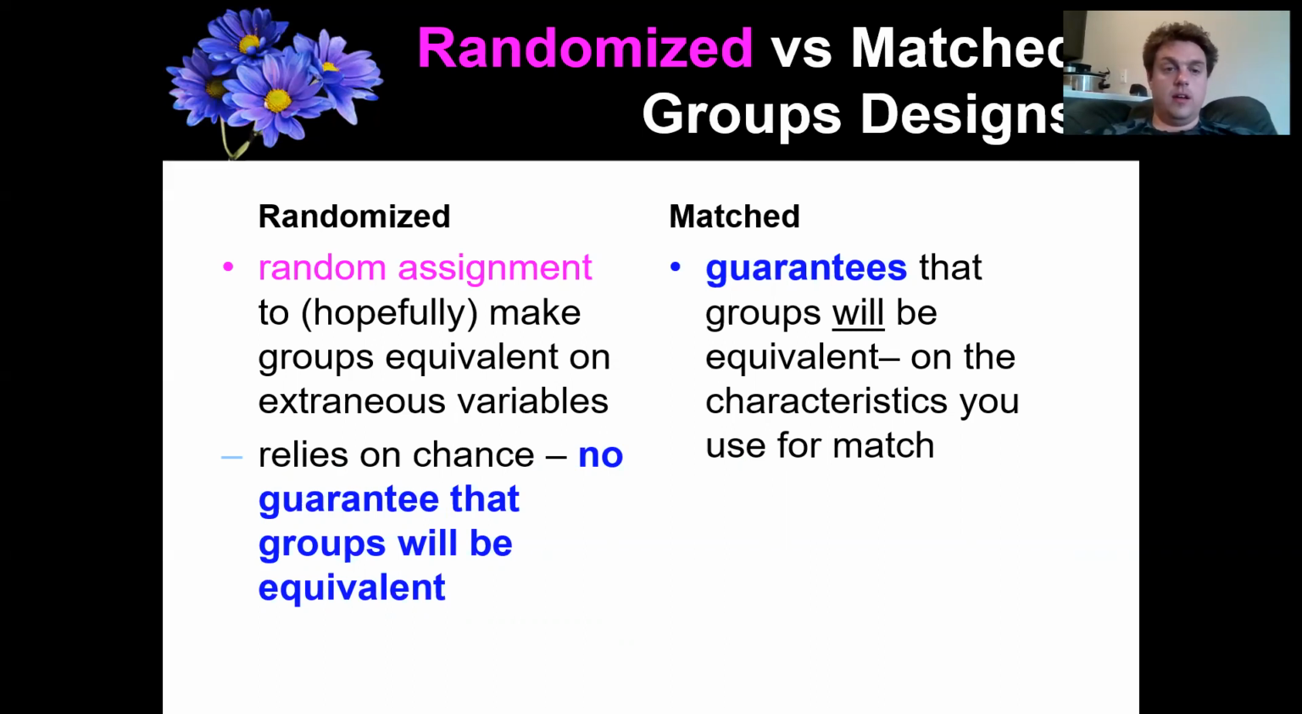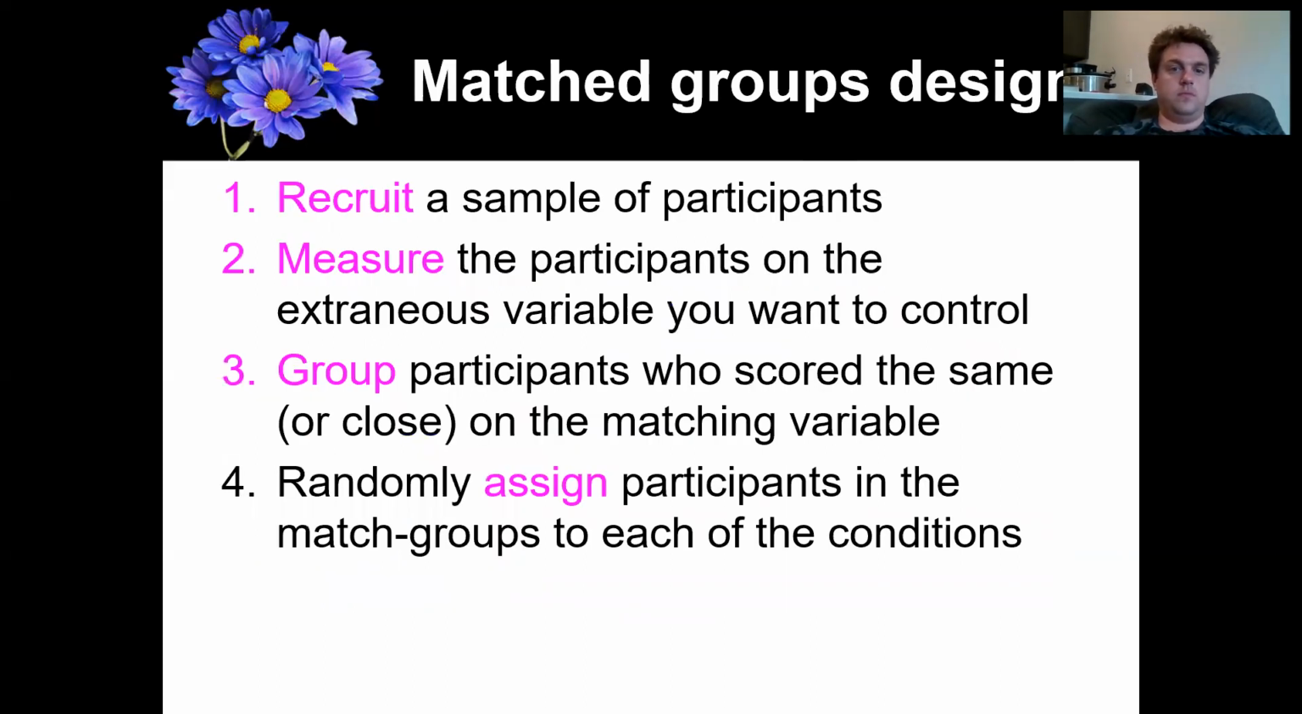So with that in mind, sometimes what will be used is what's called a matched group design. And in this situation, you are, well, I don't want to say guarantee, but at least should be equal on the characteristics you use for the match. Okay. So the way a matched design works is, again, it is still between subjects, but it doesn't have some of the negative things of a between subjects design, but it also has its cons.